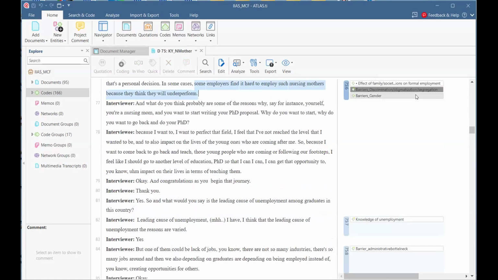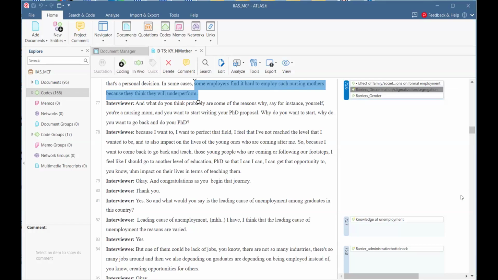So barriers and discrimination, then barrier as a gender. She's affected because she's female, and then she's affected because there's stigmatization. People feel she would not do well because she is a nursing mother. She would underperform. She has to go and cater for her baby. So you notice that for this code, we had more than one thing, because one, there is gender undertone.